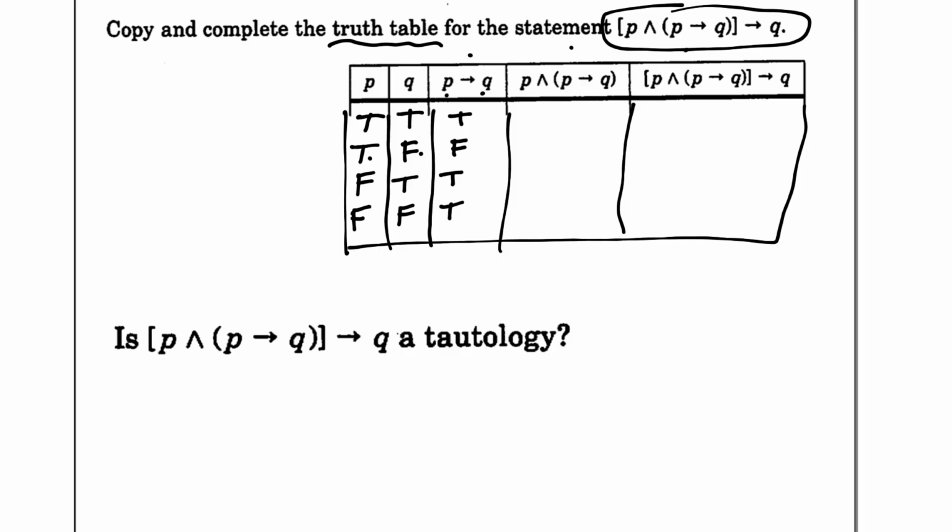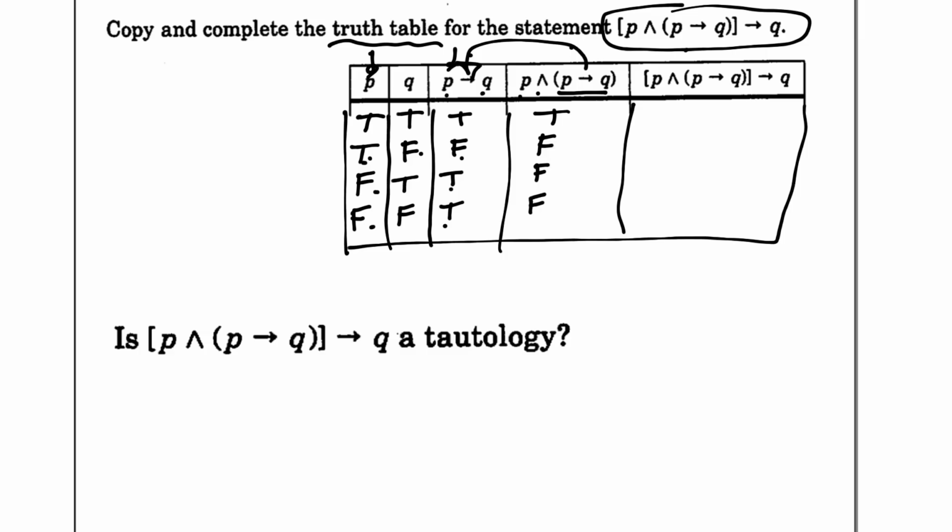Now this one says P and if P then Q. Well, if P then Q is right here. So I'm basically looking at this first column and the third column and looking when are they both true. So they're both true here, and here they're not both true, and the other 2, they're also not both true.